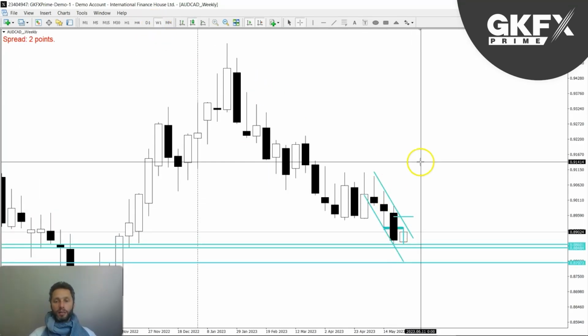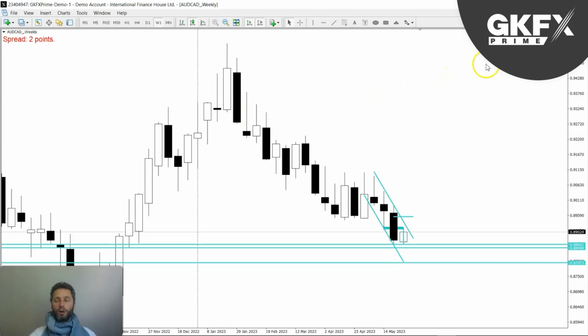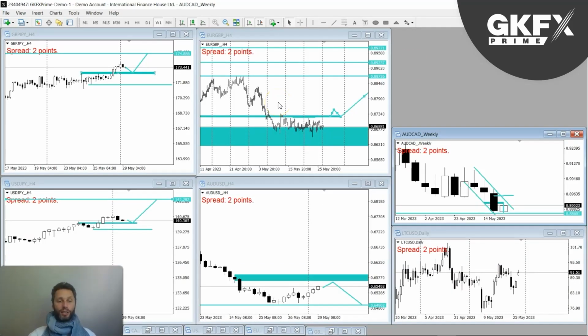At the moment, still weak, so let's look out for that continuation. Okay, so that's the Aussie CAD. Hope that was simple enough for you.